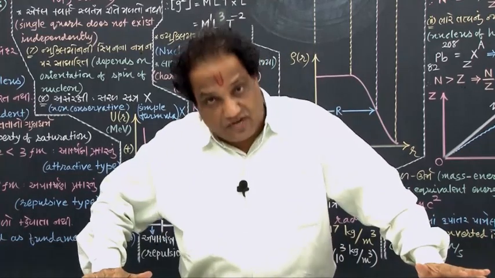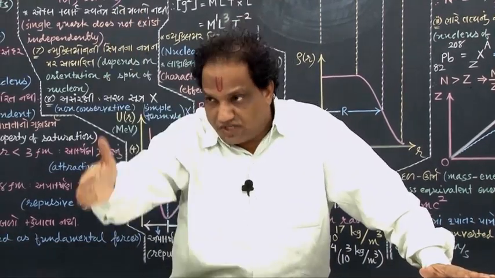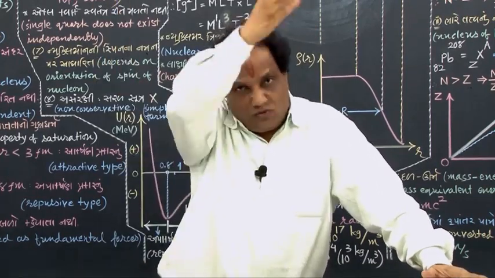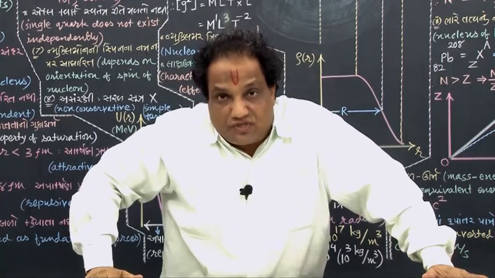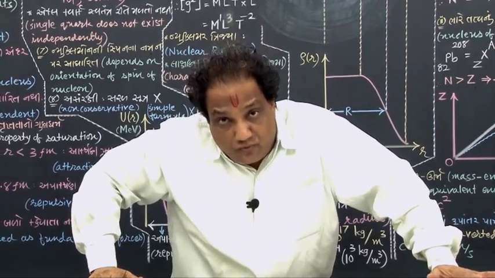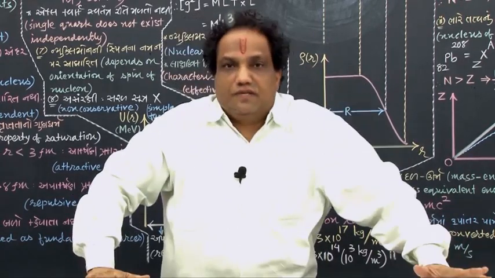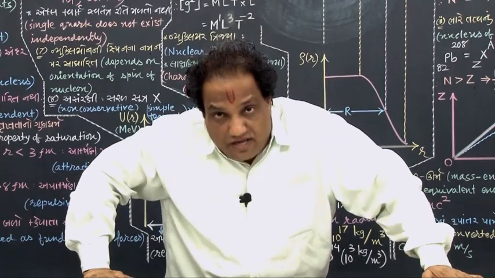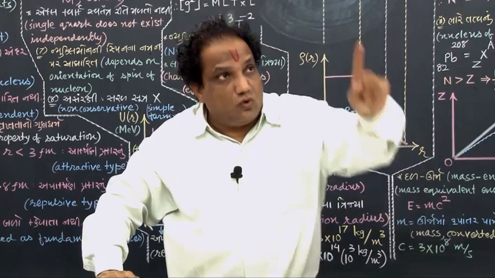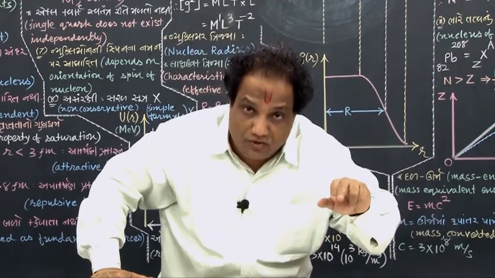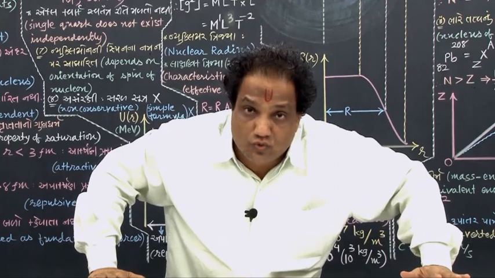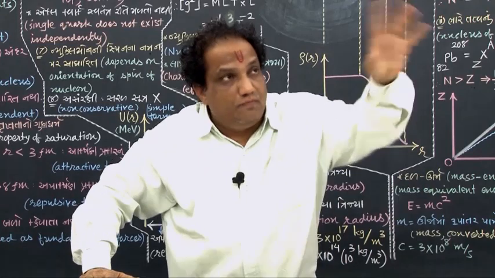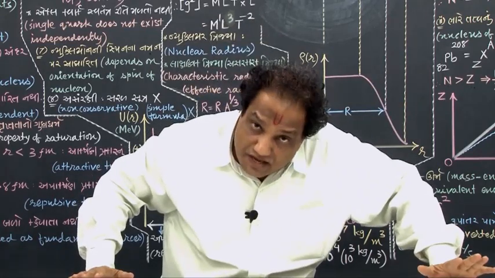Tell me some points of difference between nuclear forces and Coulombic forces. First point, nuclear forces are mostly attractive, correct? Coulombic forces may be attractive, may be repulsive. Nuclear forces prevail only inside the nucleus. Coulombic forces are present inside the nucleus also, outside the nucleus also, correct? Then nuclear forces are of short range type. Coulombic forces are of long range type.